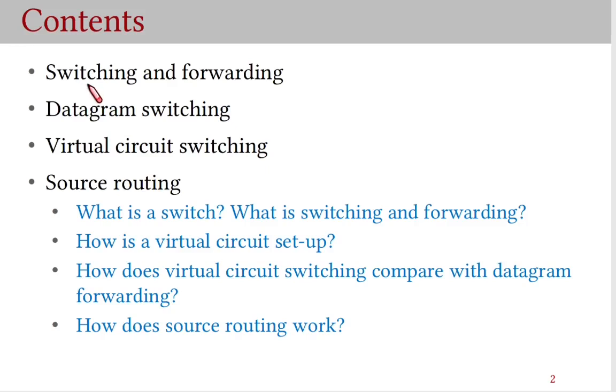In this video, we will get familiar with switching and forwarding, and we will know three different approaches of switching. First one is called datagram switching, the second is virtual circuit switching, and the third is source routing. We are going to discuss all three of them. By the end of this video, you would know what is a switch, what is switching, and what is forwarding. And you would know how a virtual circuit is set up and how virtual circuit switching compares with datagram forwarding. And finally, you will know how source routing works.